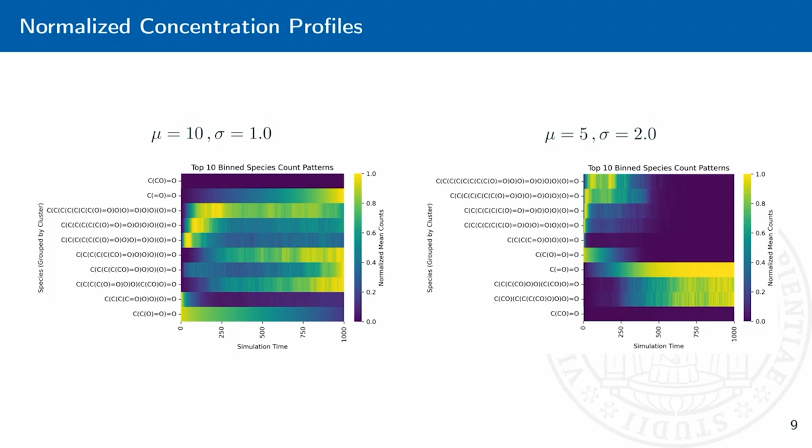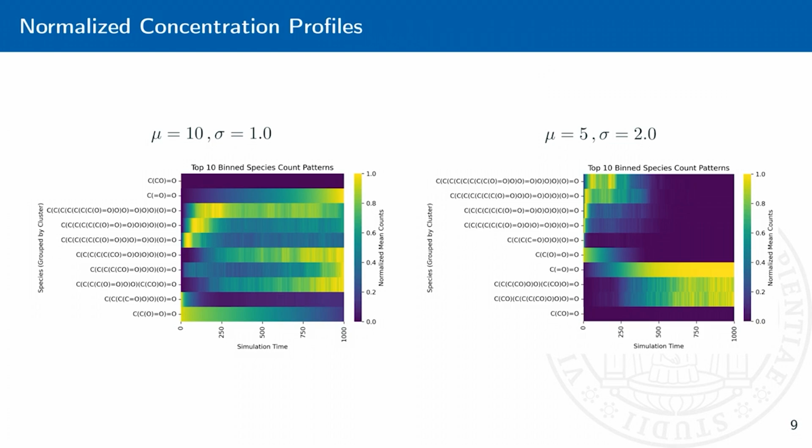To get a better picture of the dynamic behavior of the system, we looked at the time traces of the normalized molecule counts. On the left-hand side, you can see the normalized time traces for the simulation with the same parameters as previously shown. You can see nicely that some species are dependent on the formation of others, as well as that other species only arise after a relatively long lag period.